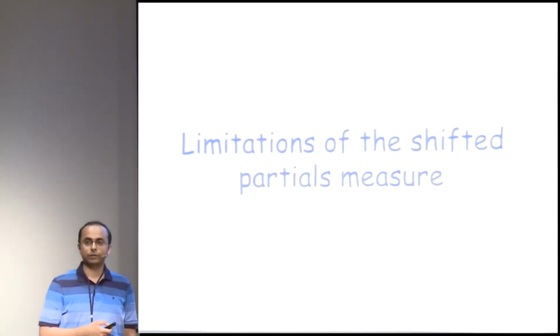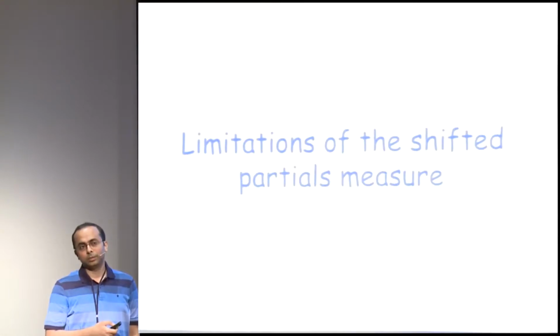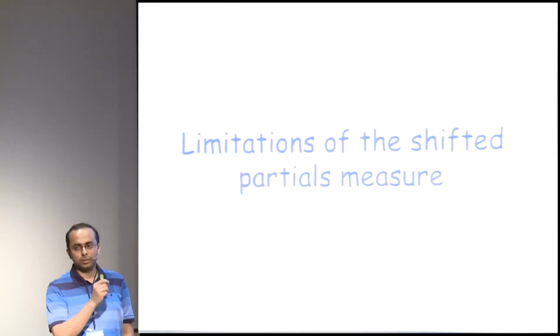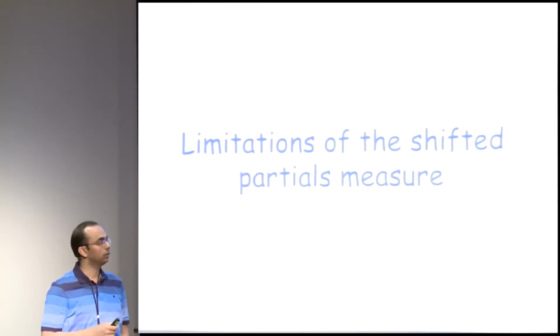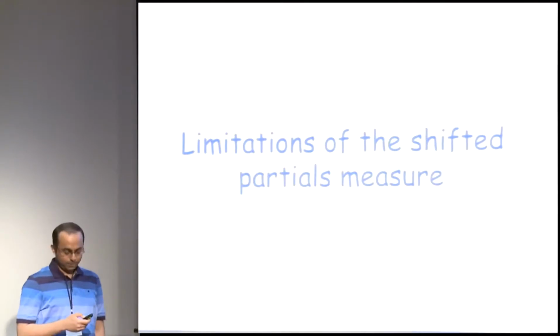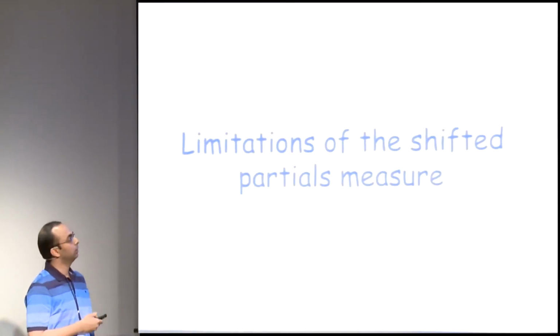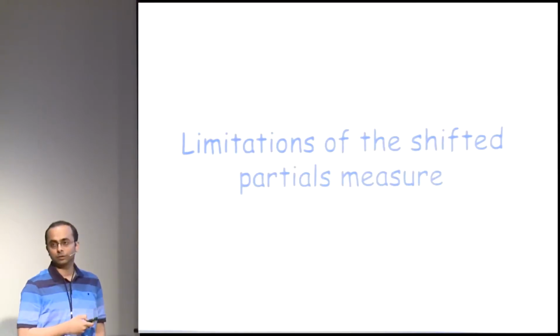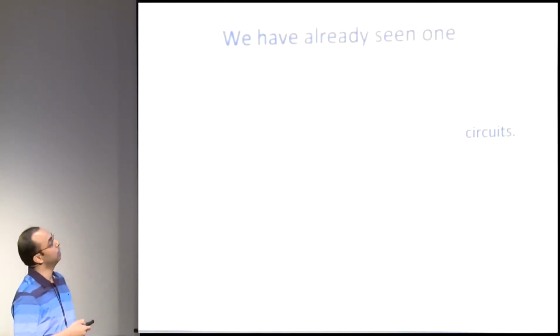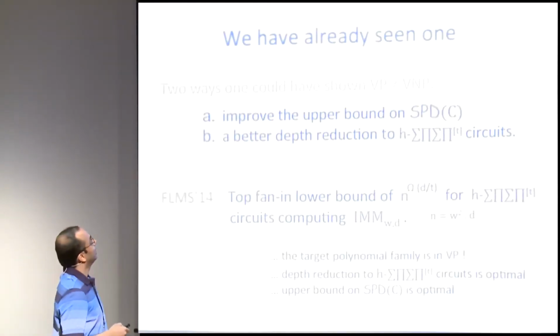Where we are going to see some variants of the shifted partial measure, which were really inspired by some of the results which pinpointed the limitations of the shifted partial measures. So let me begin with a couple of limitations of the shifted partial measure, and we have already seen one. Actually, this slide shows nothing, so let's see something. Okay. So we have already seen one.